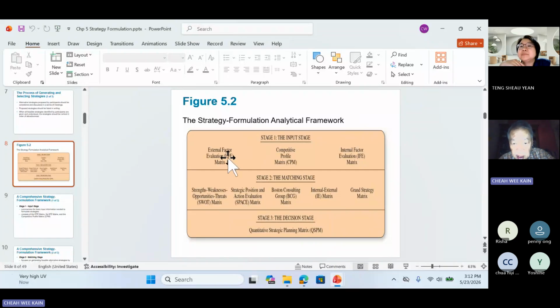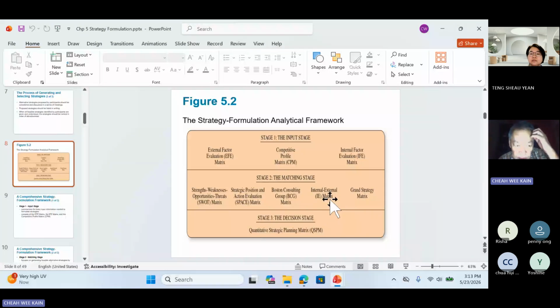We have done the external factor and then the internal factor, and also we have done the competitive. So that is the input stage. Therefore, we are now going to look at the next stage. Strength awareness, already explained. This strategic one is not so important, the Boston matrix is very old, and the grand strategy is not interesting. It's only these two that are interesting. The internal external matrix.